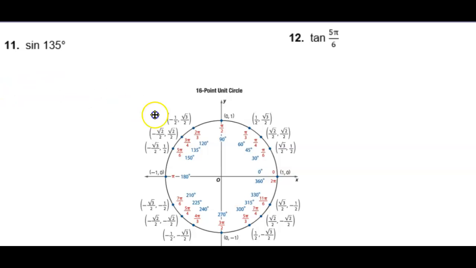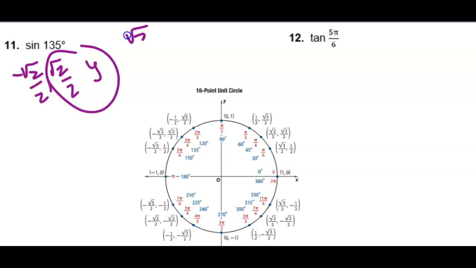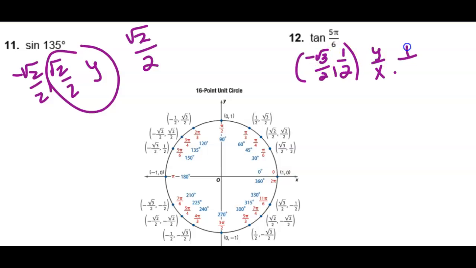Oh, easy one. 135 is right here. The ordered pair is negative square root of 2 over 2, positive square root of 2 over 2. Sine is just the y value. So there's your answer, square root of 2 over 2. Tangent, 5 pi over 6. Easy one again, except it's tangent. Tangent, remember, is y over x. So we get 1 over a negative square root of 3, which is negative square root of 3 over 3.